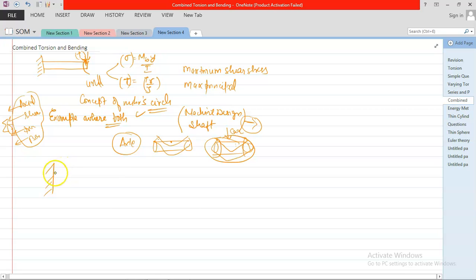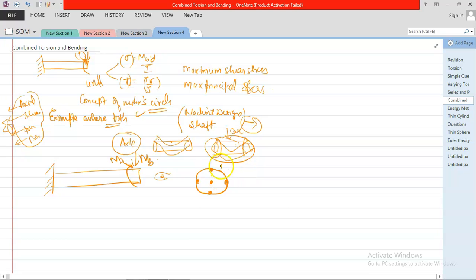So I am going with it, and if you see from here it is a circle. For the basic concept, I am going with the basics. So that is acting, and you call it MB, the bending moment, and you apply torque, that is MT, the twisting moment. Now you need to find the maximum shear stress, maximum principal stress, and everything. Let us suppose an example.